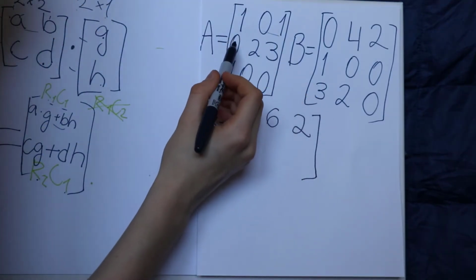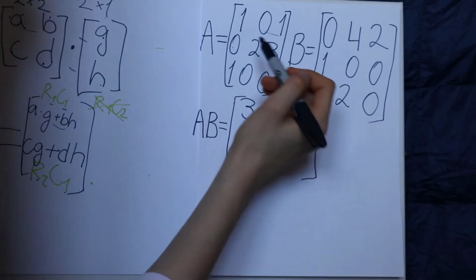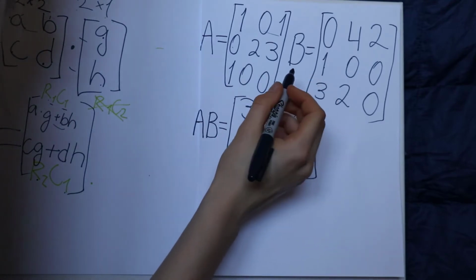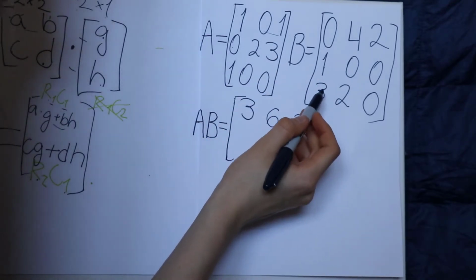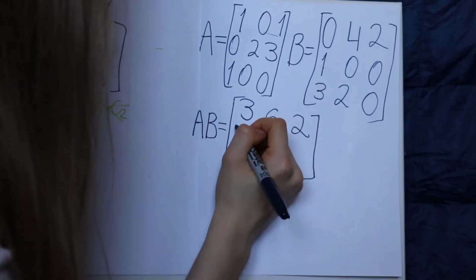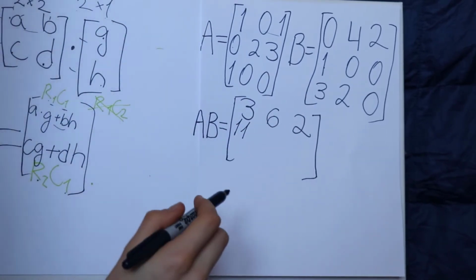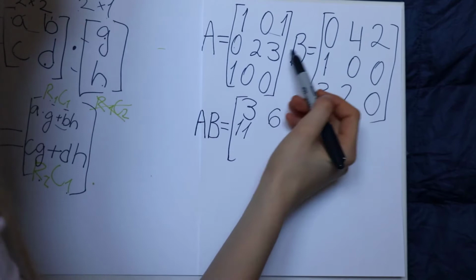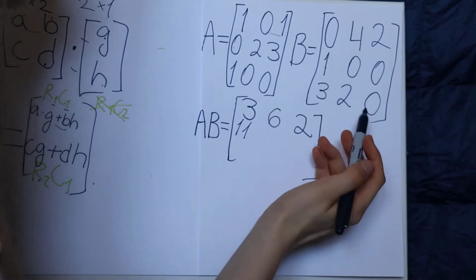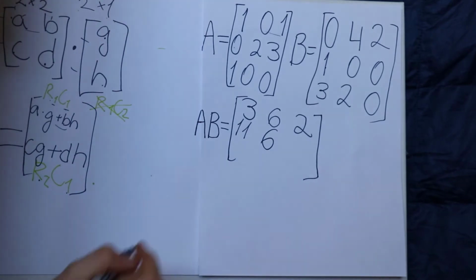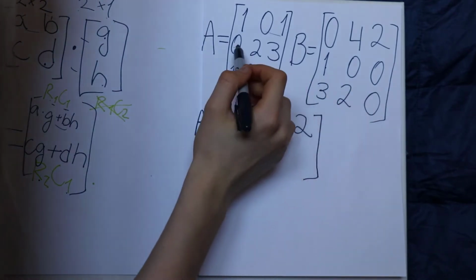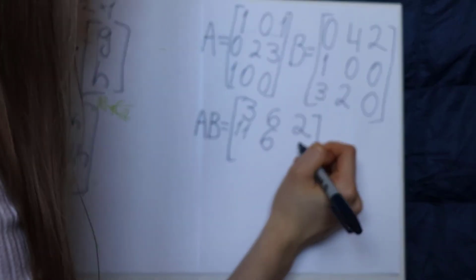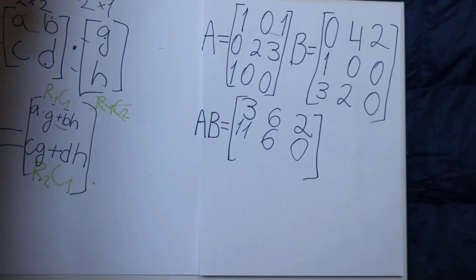And now we have row 2, column 1. So 0 times 0 is 0, 2 times 1 is 2, and then 3 times 3 is 9, so 2 plus 9 is 11. So we have a double-digit number here. And now column 2, same row, 0 times 4, 0, 2 times 0, 0, and 3 times 2, 6 again. And now the last column, so 0 times 0, 0, and then there's 2 zeros here, so that's just 0 plus 0 plus 0, so that's 0.